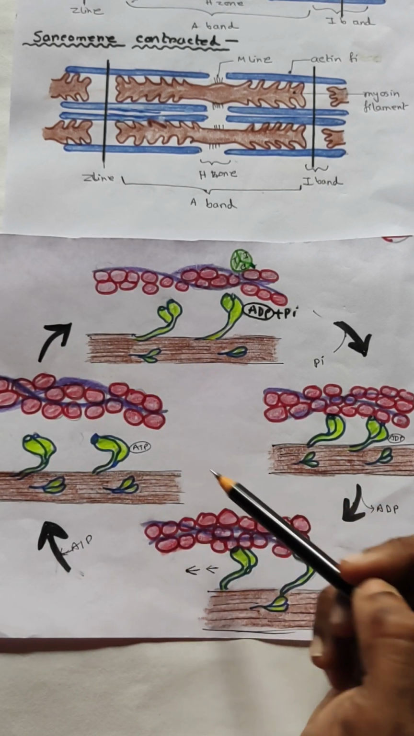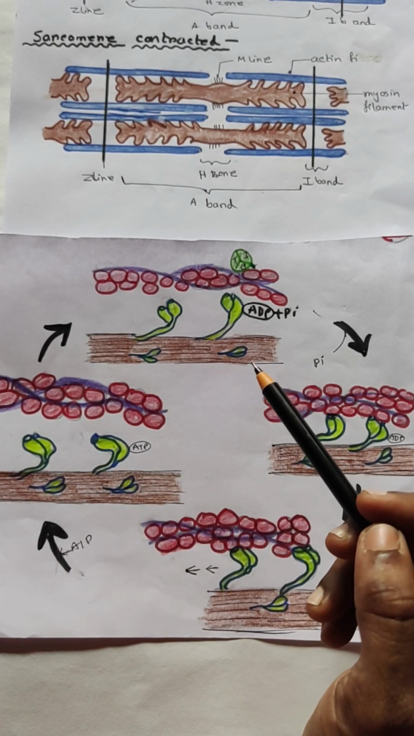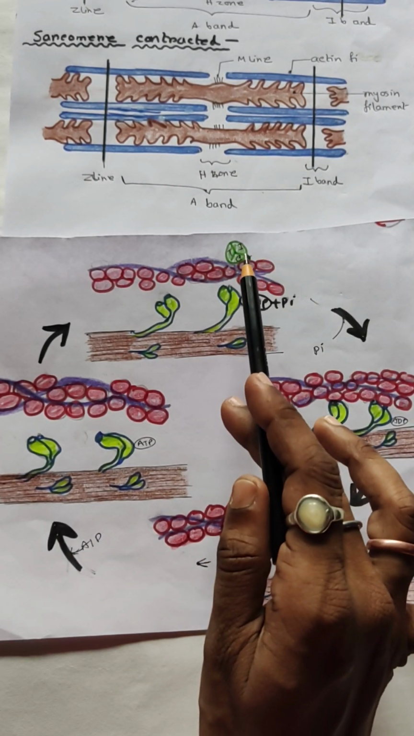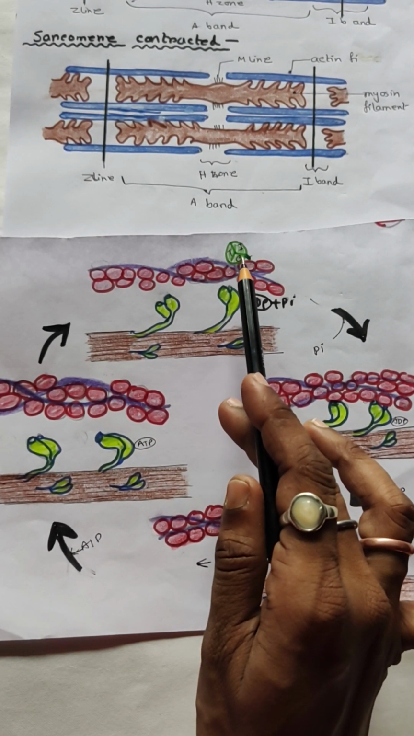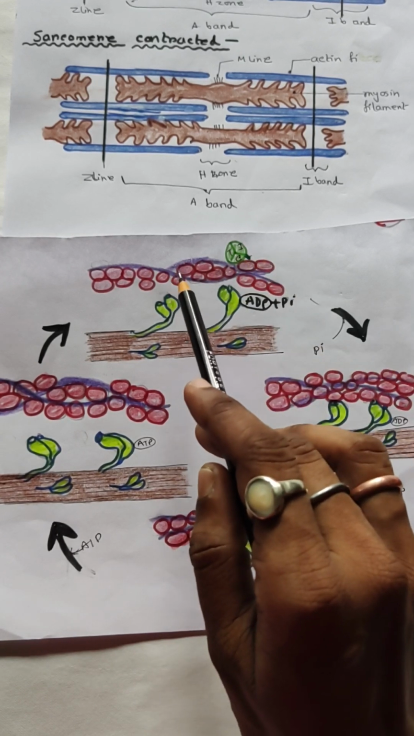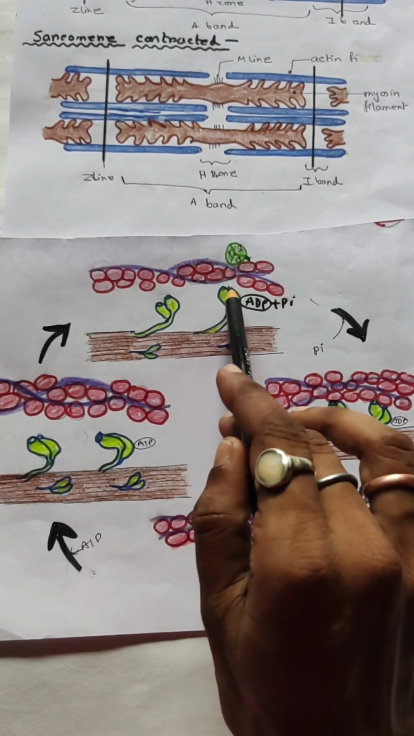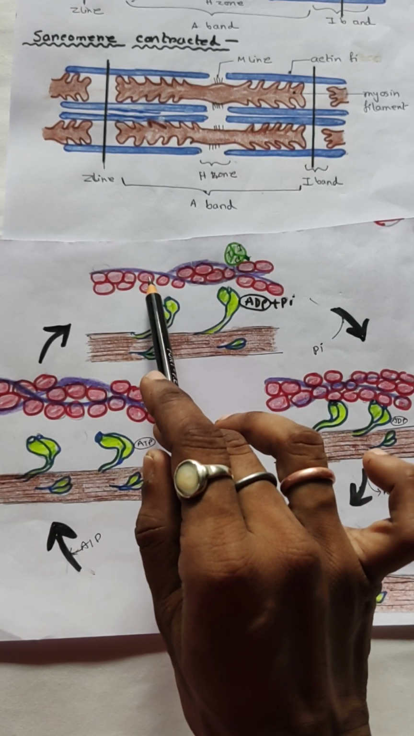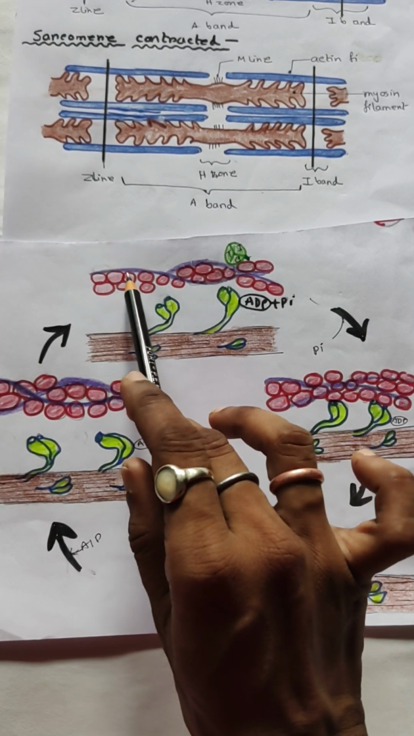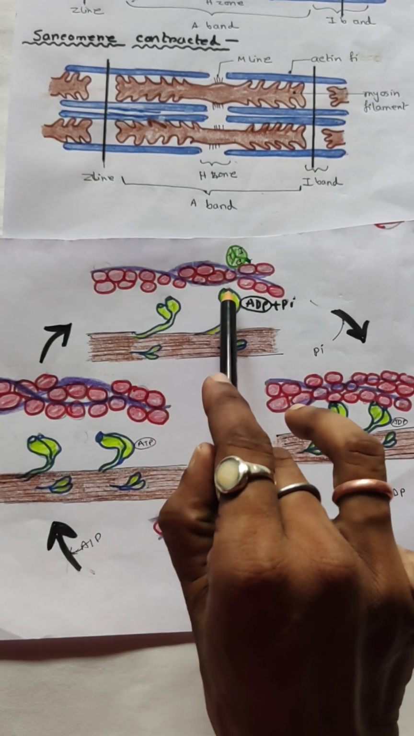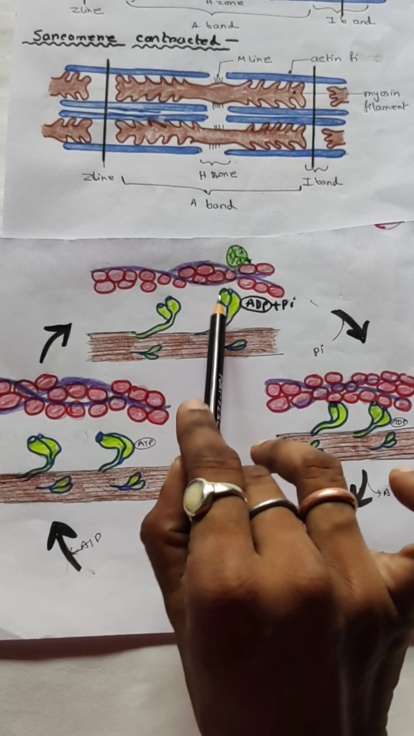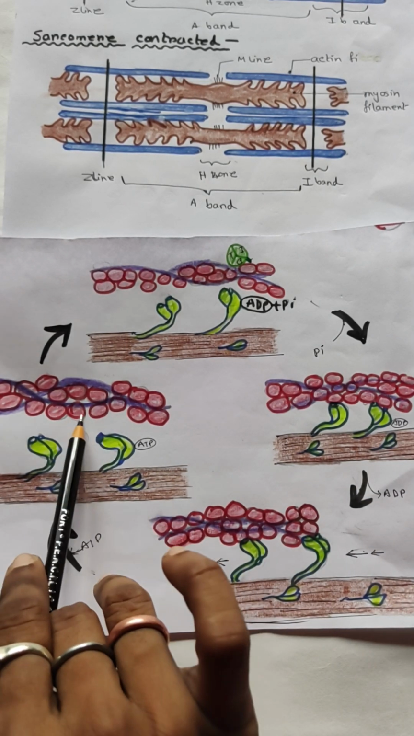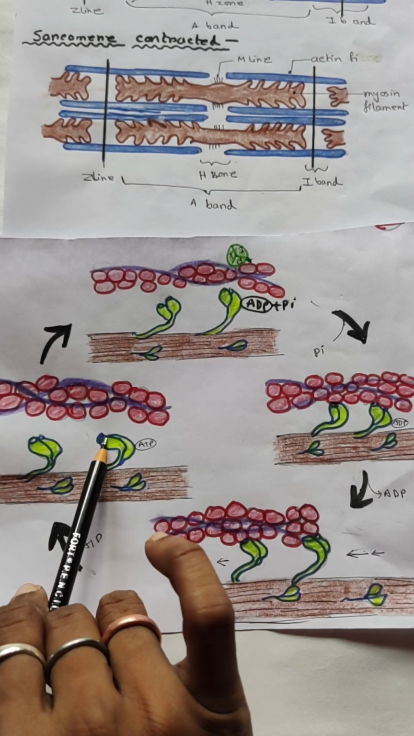When the calcium gets back to the sarcoplasmic reticulum, the troponin gets free. It comes to its original position. Then it again covers the actin binding site, the myosin binding site of the actin. And whenever the tropomyosin covers the actin filament, the myosin head gets detached from the actin filament. That detachment is called the dissociation.